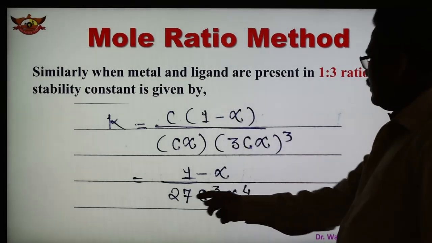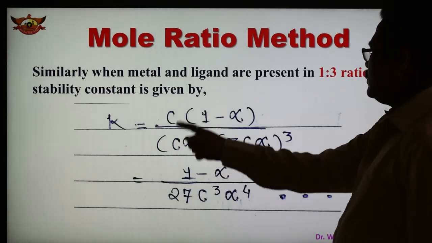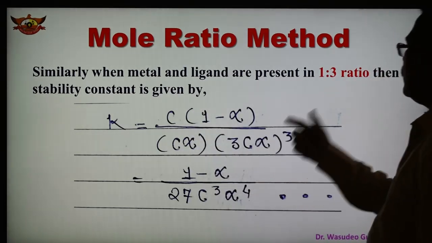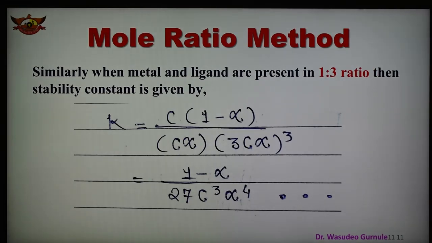3 cube is 27. So C cube and C, so one C is cancelled and C cube remains, and alpha to the power 4. So this is equation number 4: K equals (1 minus alpha) upon 27 C cube alpha to the power 4, and it is used to calculate the stability constant of the complexes. So in this way, for 1:1, 1:2 or 1:3 ratios of metal and ligand, the stability constant is calculated by using these different equations 1, 2, 3, and this number 4.